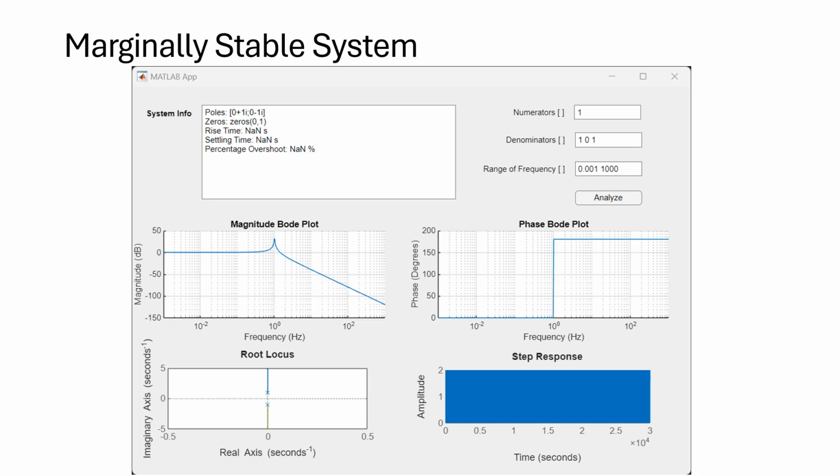The next example is of a marginally stable system that has a transfer function of 1 over s squared plus 1, and it has a range of frequency of 0.001 to 1000. And again, we can take a look at the root locus and the poles information that was given in the system info box, and we can see that it has characteristic of a marginally stable system. Both of the roots are on the zero real axis, or both on the imaginary axis only, and that is correspondent to a marginally stable system.